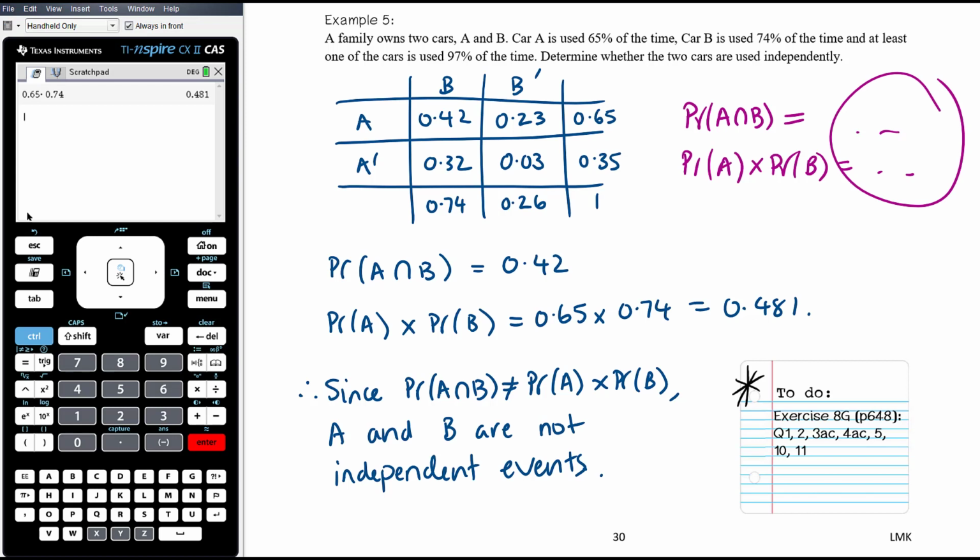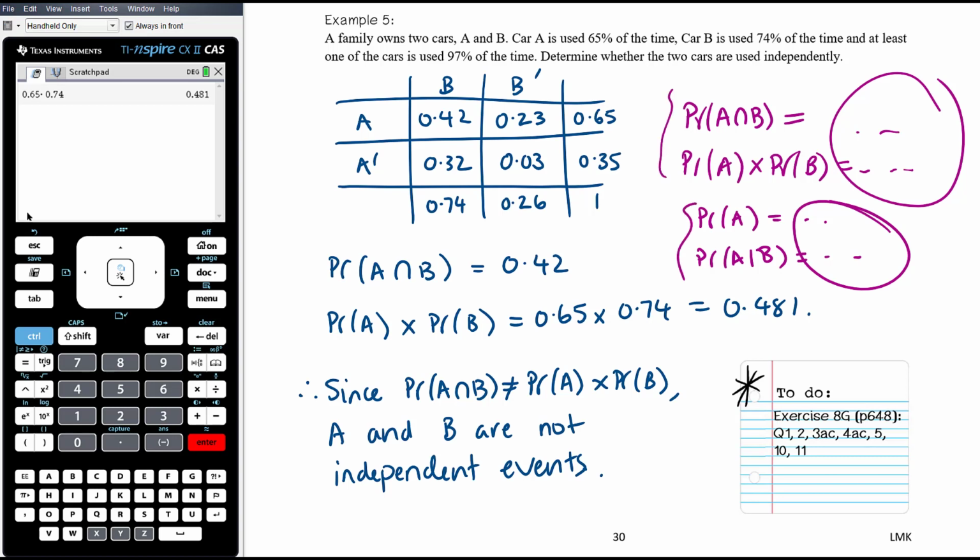Again, the other alternative is that you can look at the conditional probability. It depends on the information you've got. So you could calculate the probability of A and the probability of A given B, and again, draw a conclusion about if they are the same, you have independence. If they are not the same, you don't have independence. Okay, so just be careful about how you go about setting out your answers there.